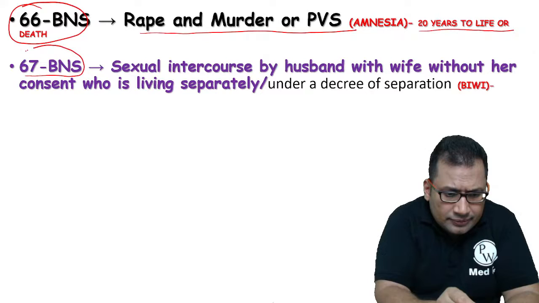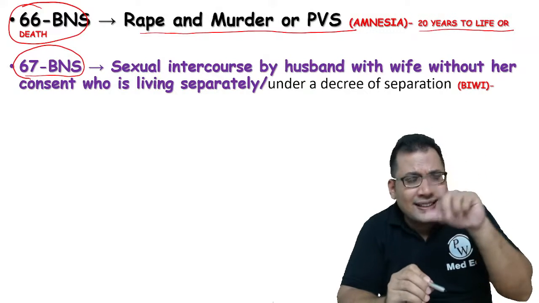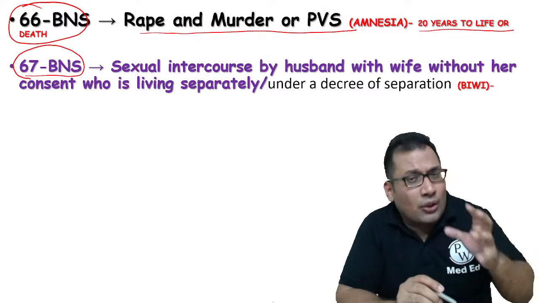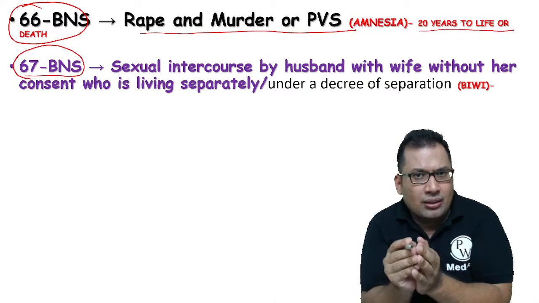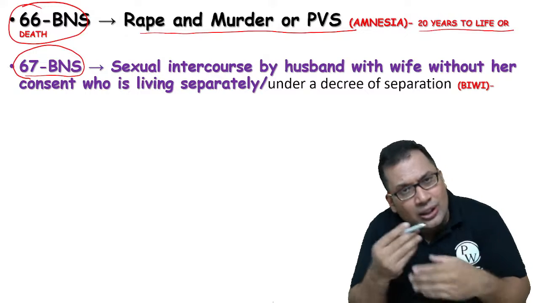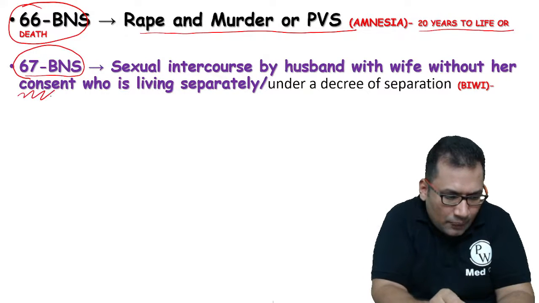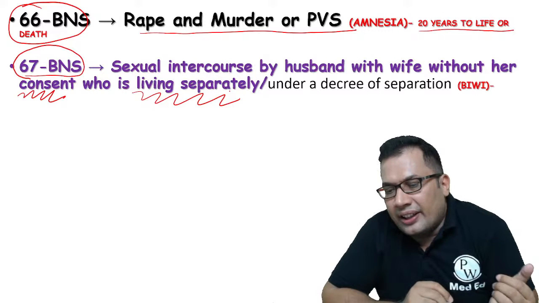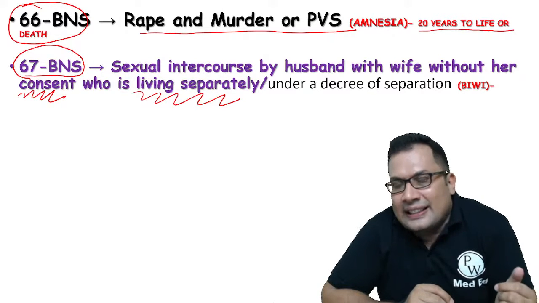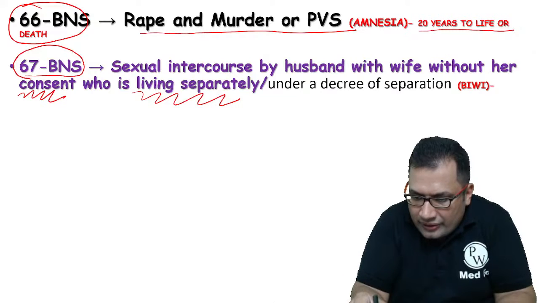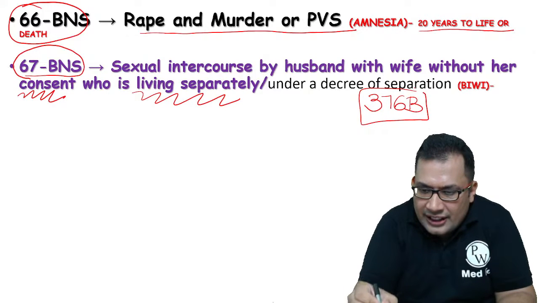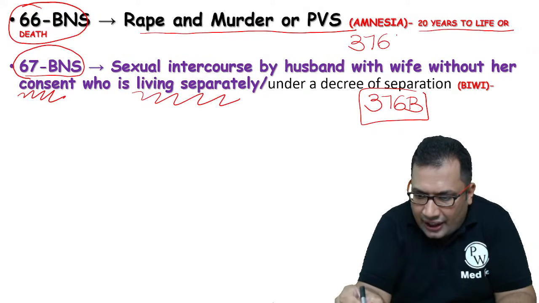67 BNS. Remember, 67 BNS relates to sexual intercourse by a husband with his wife without her consent, who is living separately or under a decree of separation. That is 67 BNS, which corresponds to your 376B actually. 376B. 66, 376A.